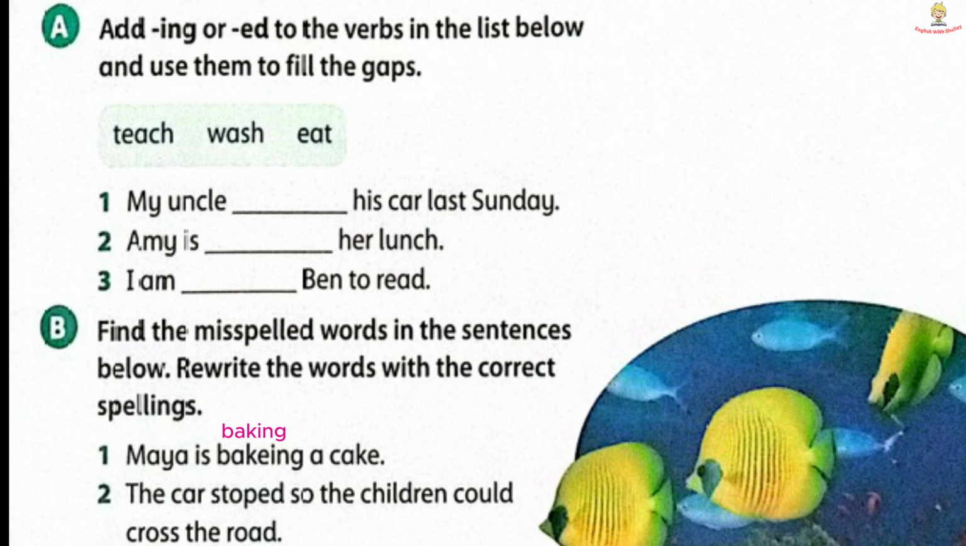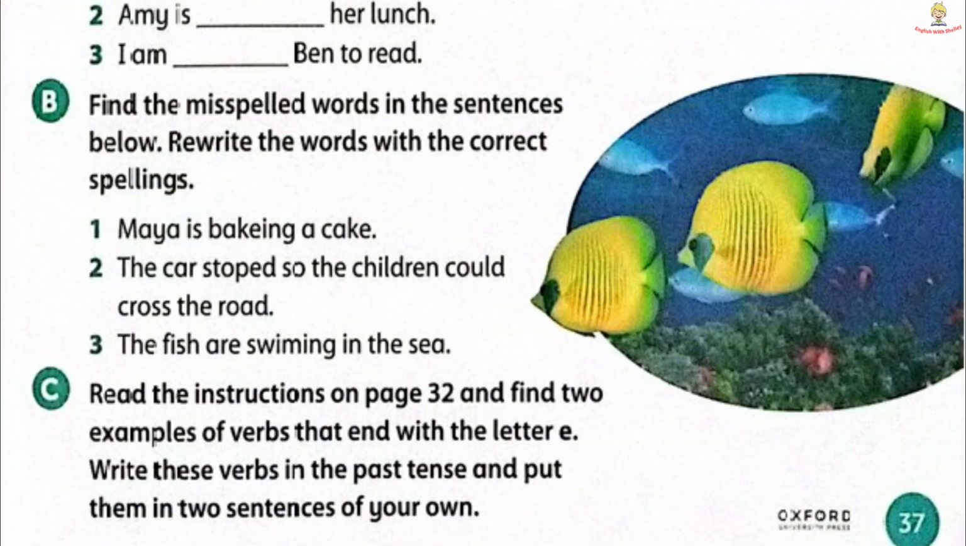The car stopped so the children could cross the road. So the verb is stopped and it is misspelled, and the correct spelling is stopped. Next one is: The fish are swimming in the sea. The verb is swimming and it is misspelled, and the correct spelling is swimming. Part C. Read the instruction on page 32 and find two examples of verbs that end with the letter e. Write these verbs in the past tense and put them into two sentences of your own.